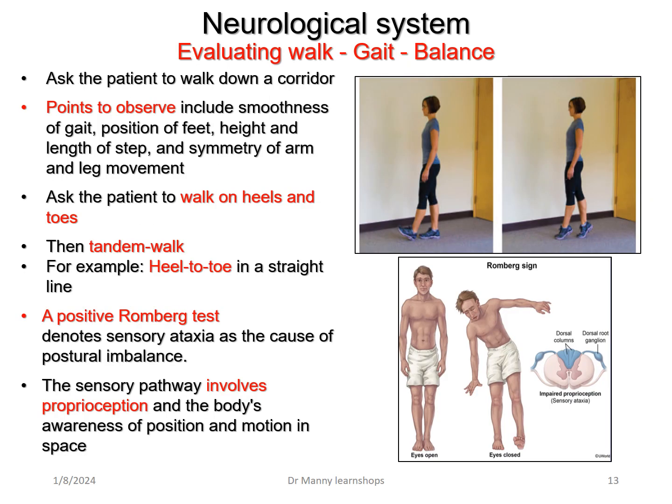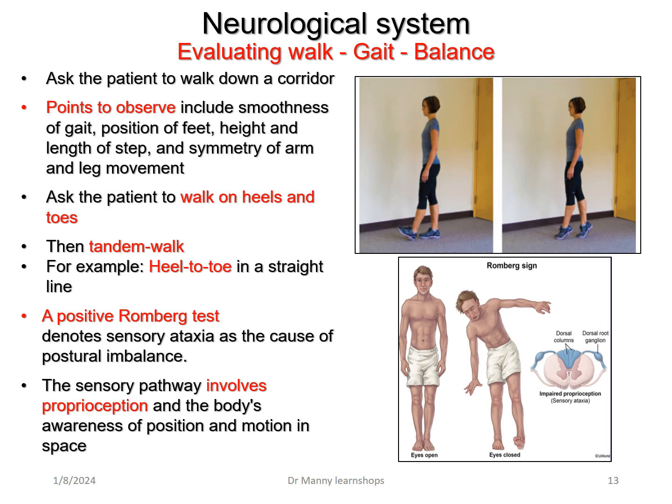When you evaluate the walk, gait, balance, you ask the patient to walk down a corridor, and the points to observe are: are they walking smoothly, the position of their feet, the height and length of the step, the symmetry of the arm and leg movement.